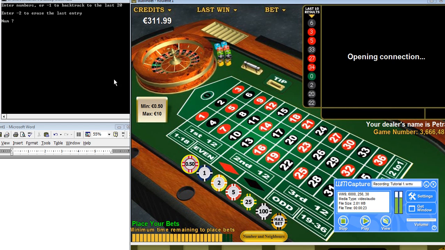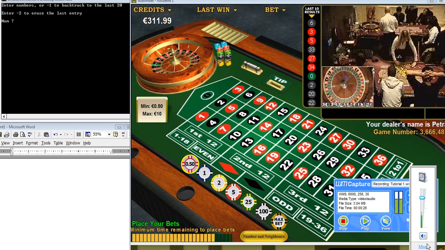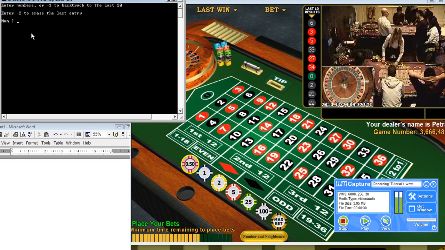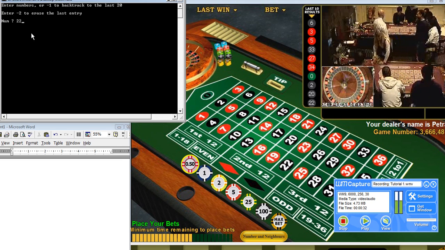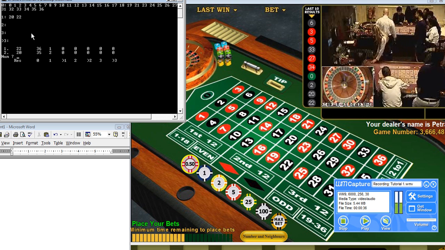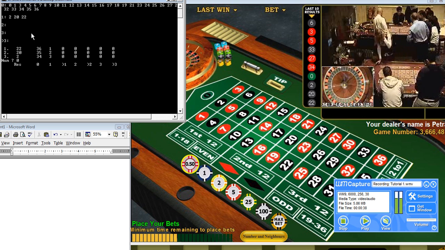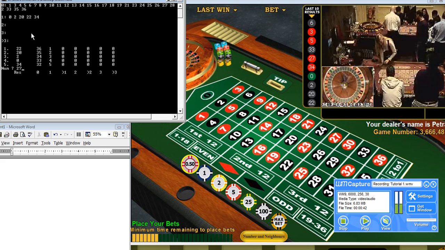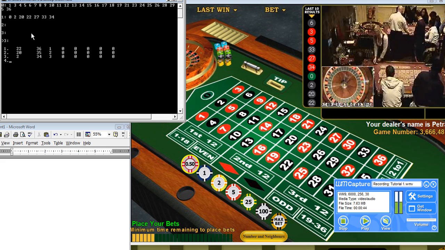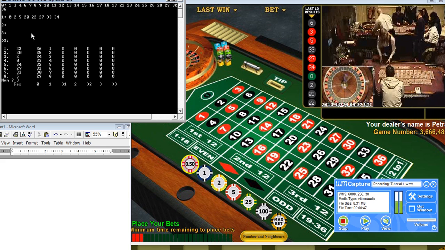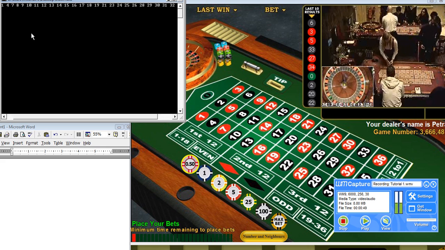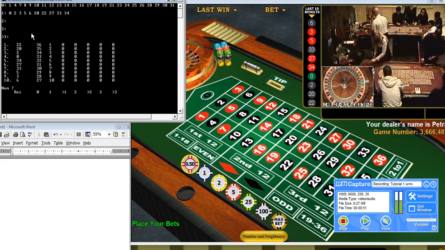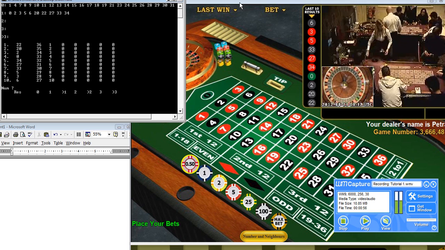The first thing I do is block that. 22 is the first number that goes in, so I start with 22, and then it's 20, 2, 0, 34, 27, 33, 5, 3, 6.